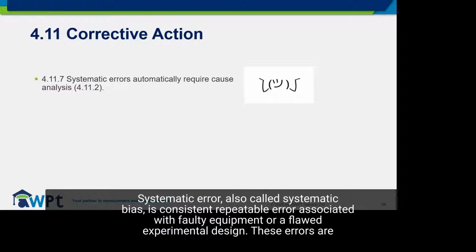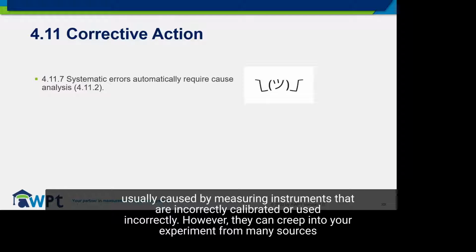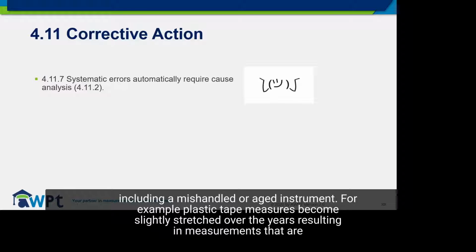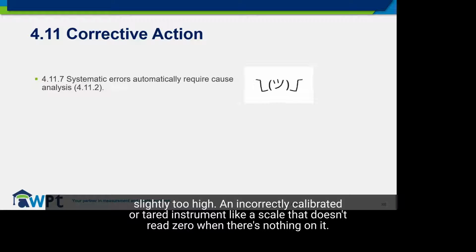Systematic errors, also called systematic bias, are consistent, repeatable errors associated with faulty equipment or a flawed experimental design. These errors are usually caused by measuring instruments that are incorrectly calibrated or used incorrectly. However, they can creep into your experiment from many sources, including a mishandled or aged instrument. For example, plastic tape measures become slightly stretched over the years, resulting in measurements that are slightly too high.